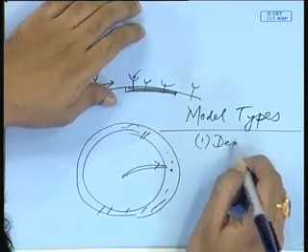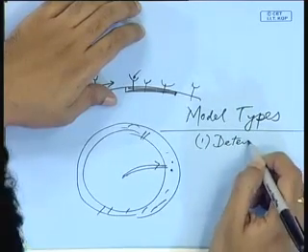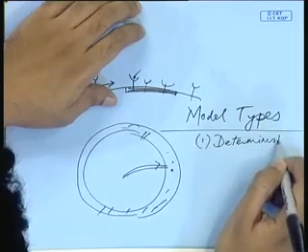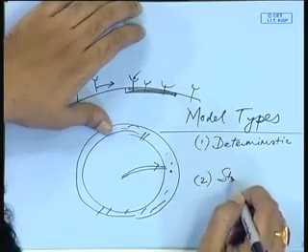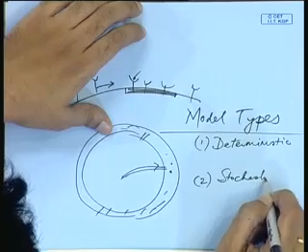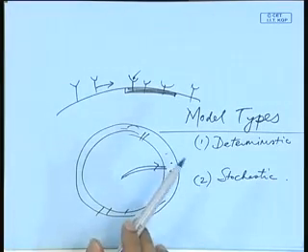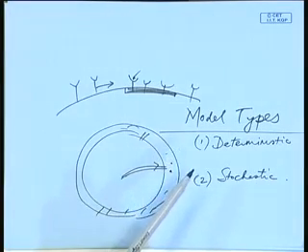Two very broad kinds of models. Let me write down: deterministic model, and the second one is probabilistic or stochastic. Okay. What is the difference between a deterministic model and a stochastic model?